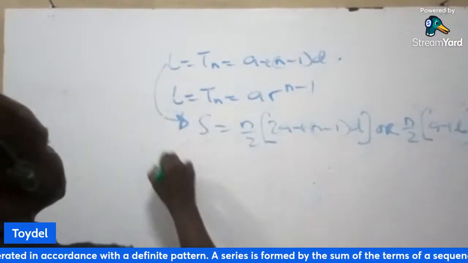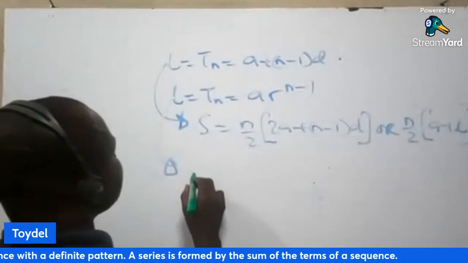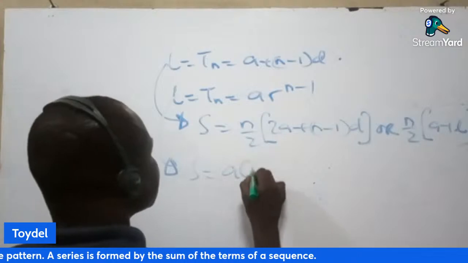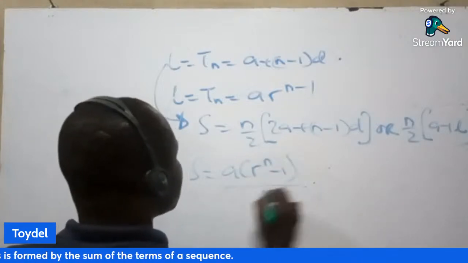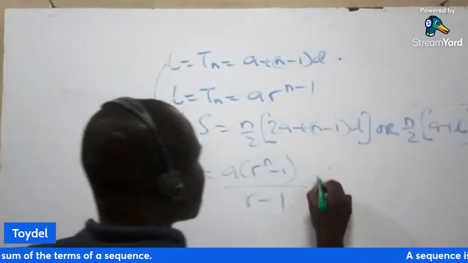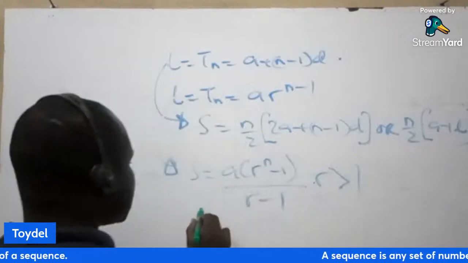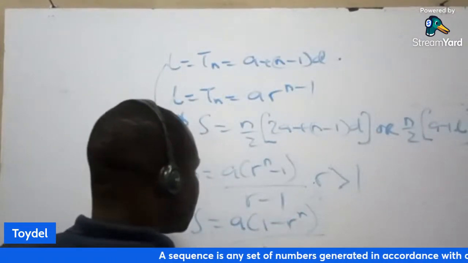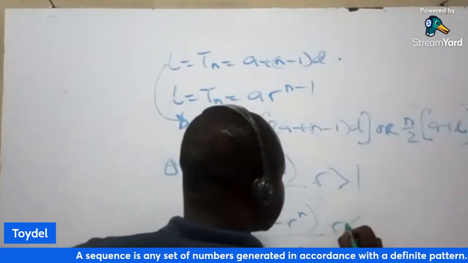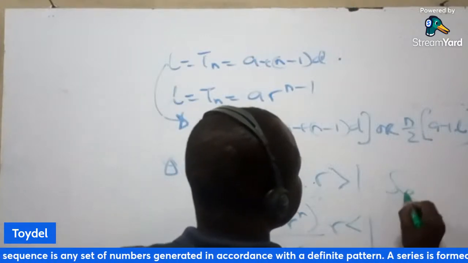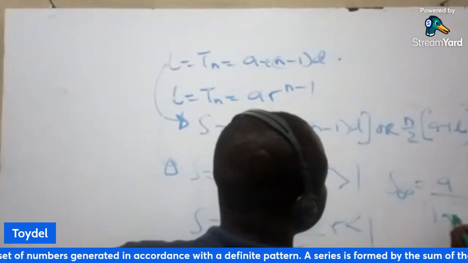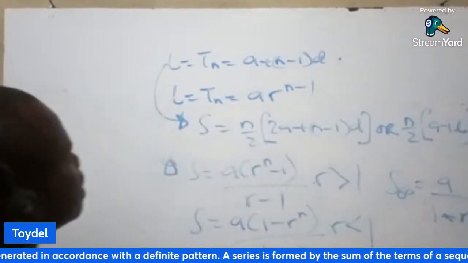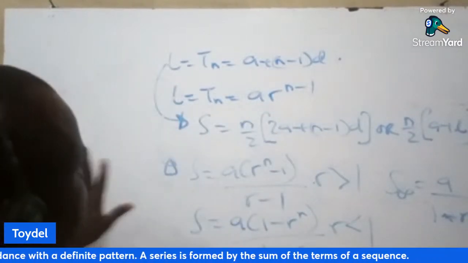Then under the sum of a geometric progression, we give the sum as a into bracket r raised to n minus 1, all over r minus 1, when r is greater than 1. We also said the sum can be equal to a into bracket 1 minus r raised to n all over 1 minus r, when r is less than 1. Then we give the sum to infinity to be a all over 1 minus r. So this is the recap, the summary of what we discussed today.